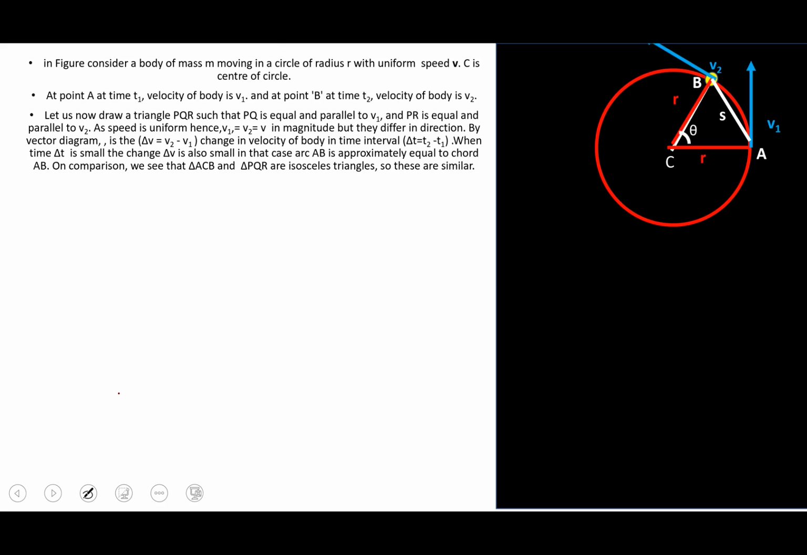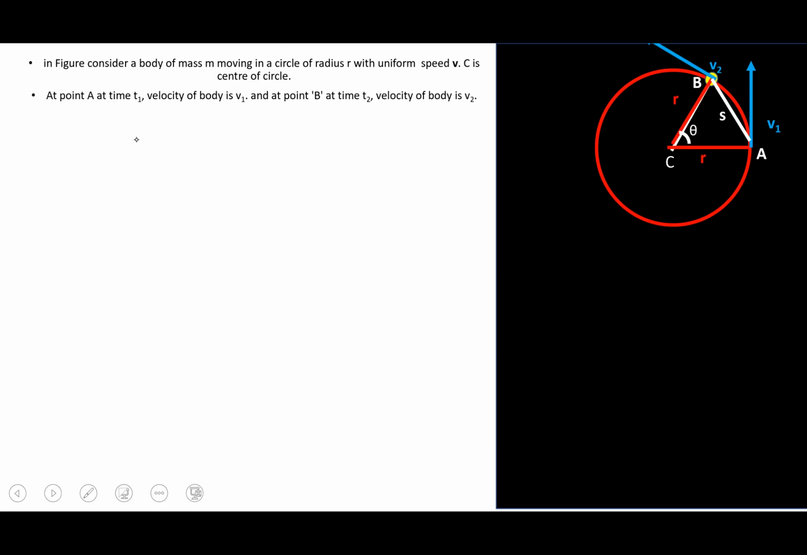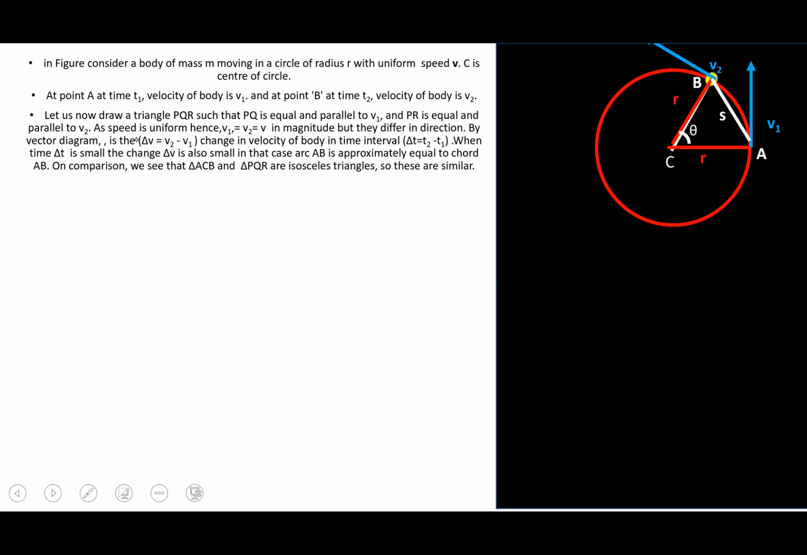Let us now draw a triangle PQR such that PQ is parallel to v1 and PR is parallel to v2, as the speed is uniform. Now, in this case, he's saying that speed is uniform. That means the body which is moving in the circular motion is moving with a constant speed.